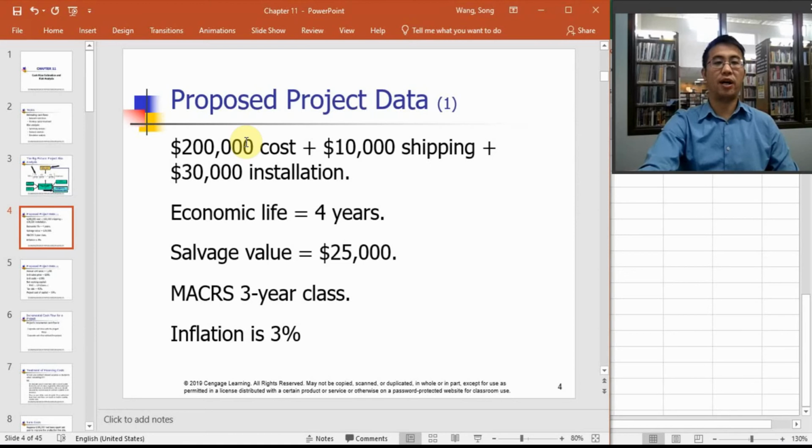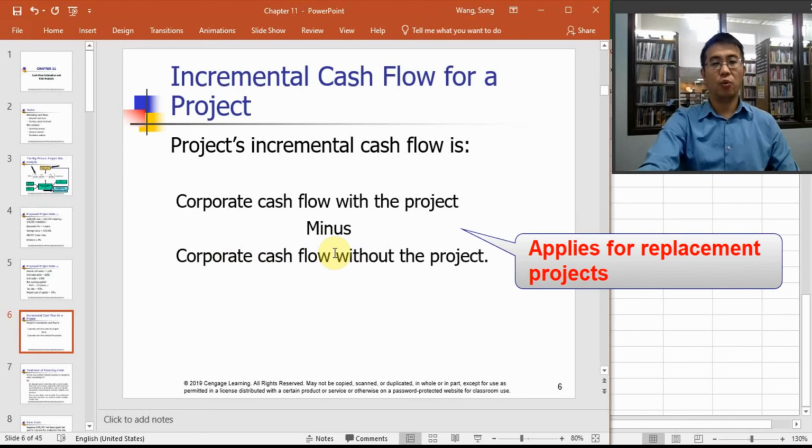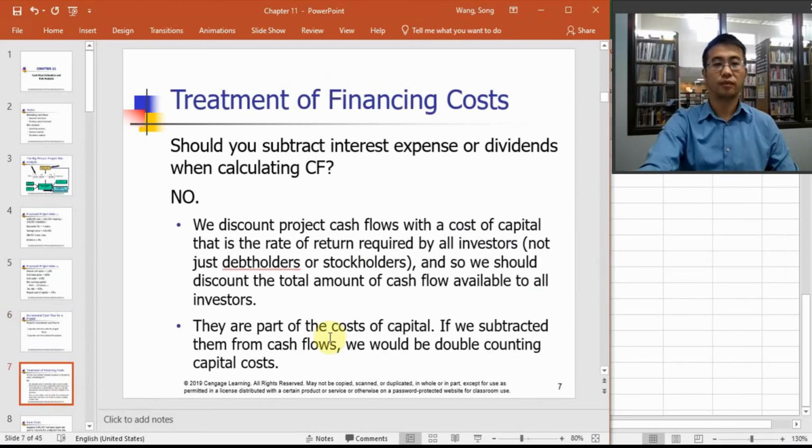If there is an old project, then we will need to subtract the cash flow from the old project due to the replacement. All right. But here you just keep that in mind. You would need to subtract the corporate cash flow without the project. And right here, since we start from scratch, the cash flow without the project would be zero. But if there's an old project you are replacing and it generated some cash flows, you need to subtract the old cash flows from your calculation. Okay. So how do you treat the financial cost?